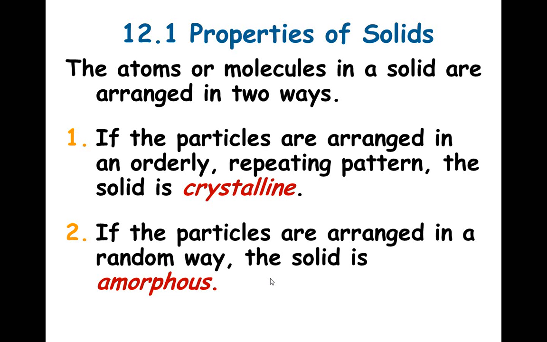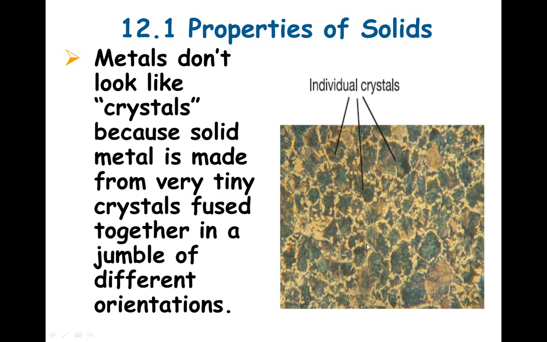The atoms or molecules of a solid are arranged in two ways. Either the particles are arranged in an orderly repeating pattern, that's known as crystalline, or these particles are random. If it's crystalline, it's like a diamond, so it's in an order, so it'll form a specific shape. Whereas the other one, these particles are arranged randomly, and a random one is more like the wax or the paraffin, where it doesn't make a specific shape or specific form. Metals look like crystals because they're made from tiny crystals fused together.